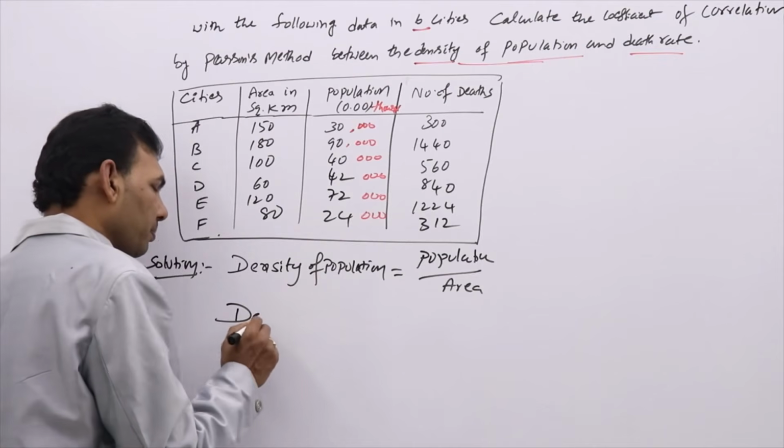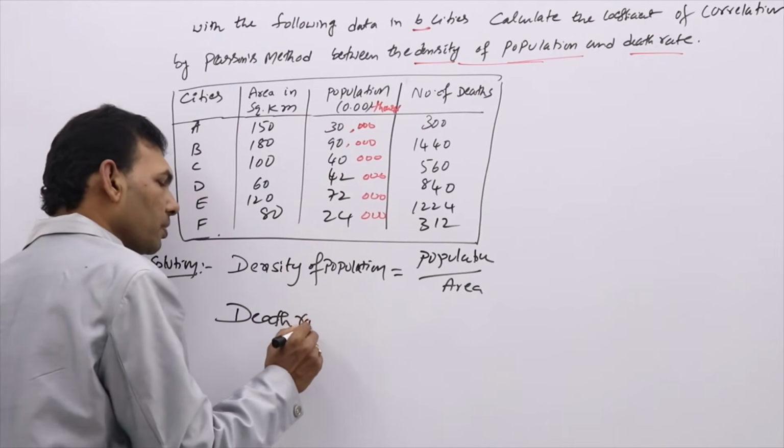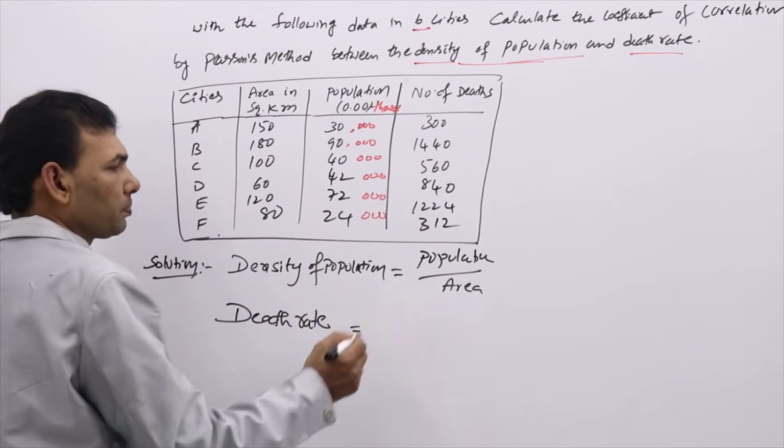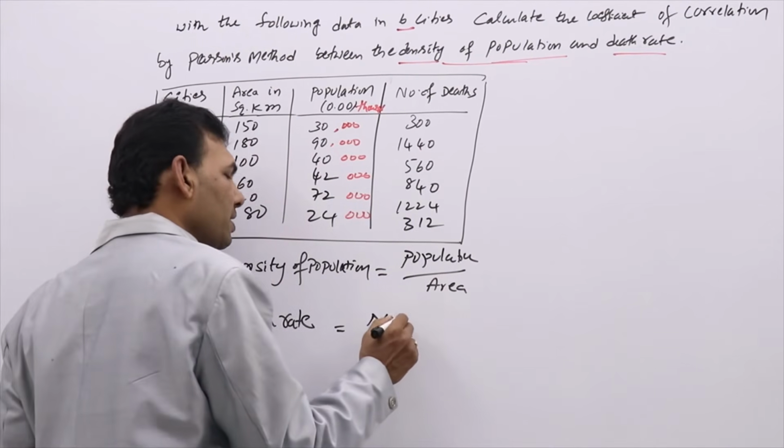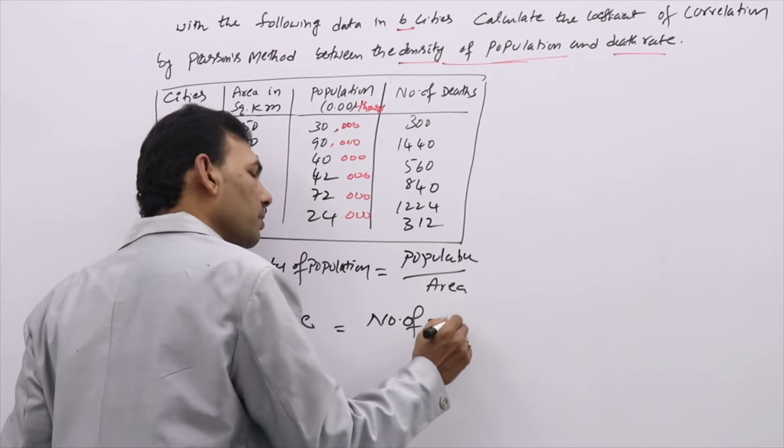Next, death rate. Death rate is number of deaths by population.